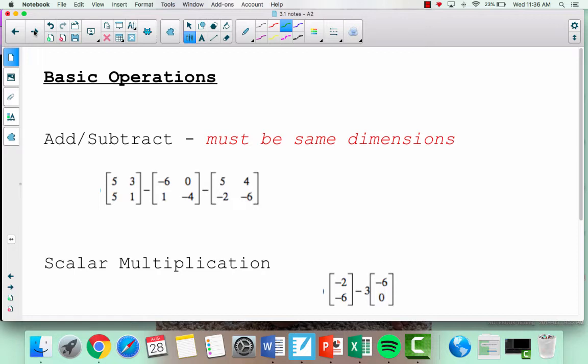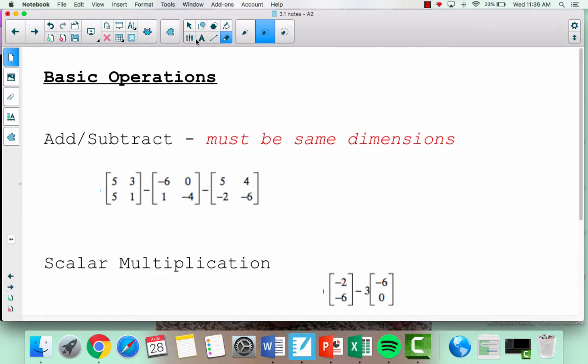So the things we're going to start with first are basic adding and subtracting. The key here is that the matrices must be the same dimensions. So if they're not the same dimensions, then you would just write that you can't add or subtract, or that it's not possible. In this example here, we have a 2 by 2 and a 2 by 2 and a 2 by 2.